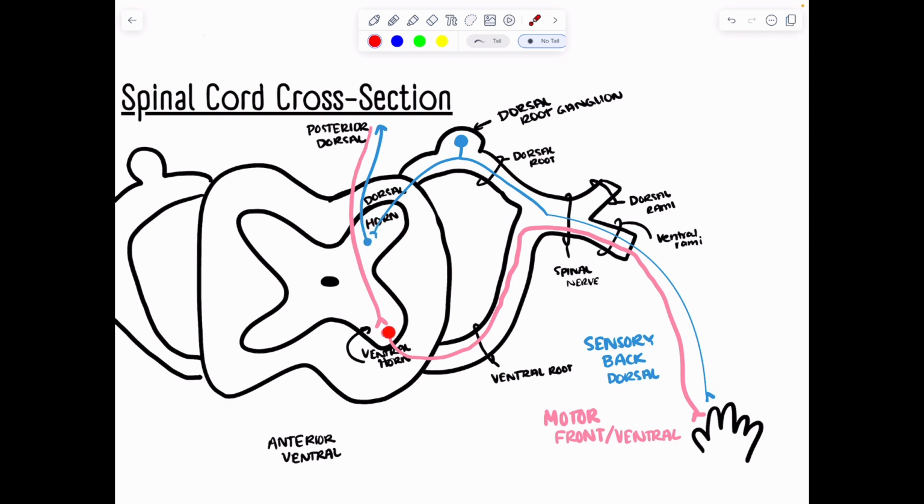the dorsal horn and the ventral horn both have cell bodies. The dorsal horn has cell bodies for sensation, and the ventral horn has cell bodies for motor. Our roots both have axons. The dorsal root has sensation axons. The ventral root has motor axons. The dorsal root ganglion has cell bodies for sensation, and then our spinal nerve has both sensation and motor axons. So these are where the axons for both of them go through.